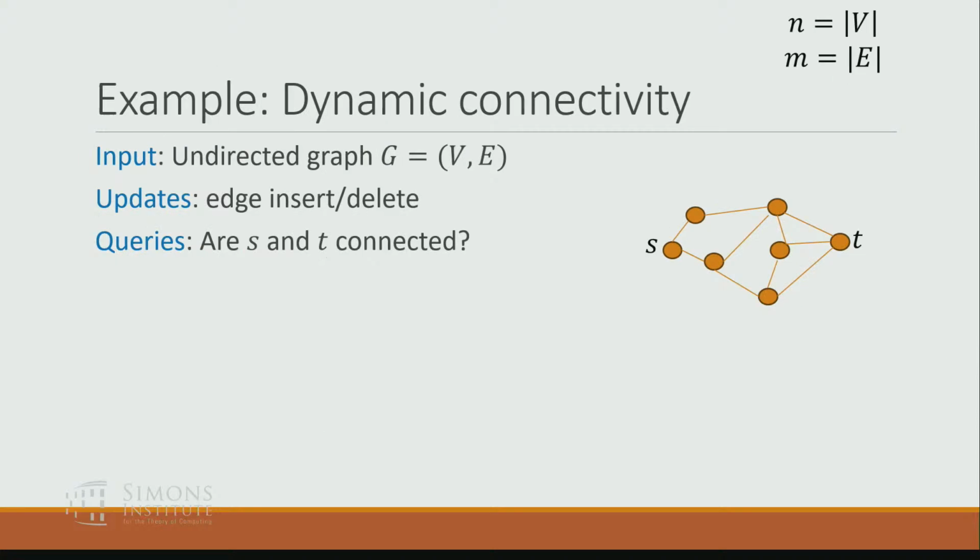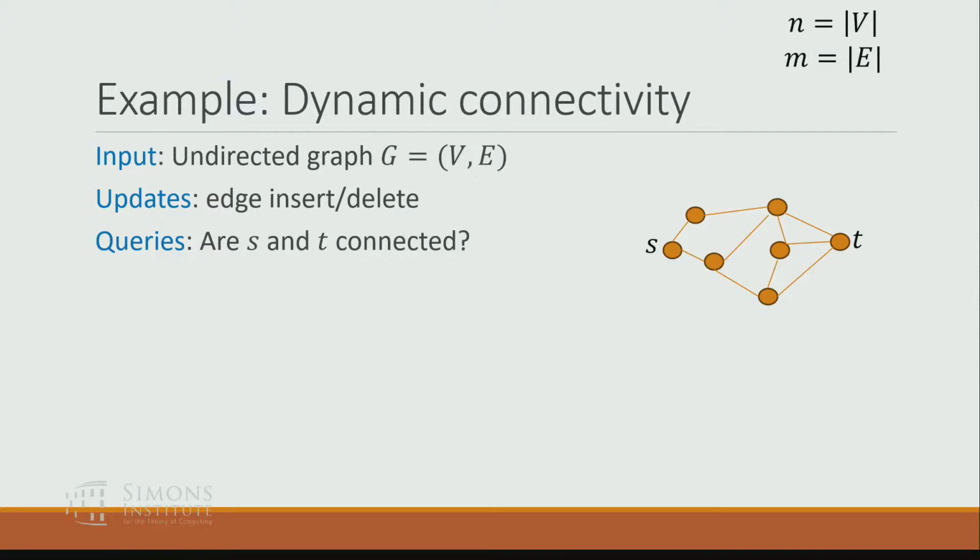Okay, I just wanted to point this out. Okay, here's an example. I have an undirected graph. I can insert or delete edges. And at any point, I can point to two vertices S and T, and I want to know, are they connected? Are they in the same connected component?